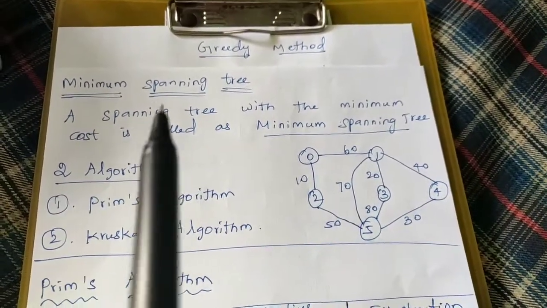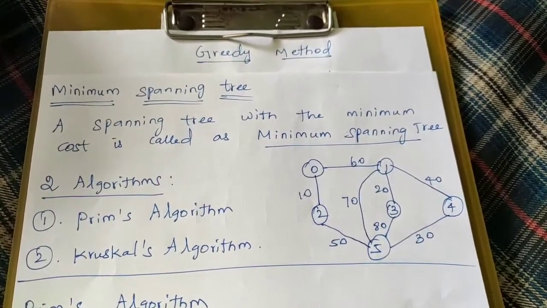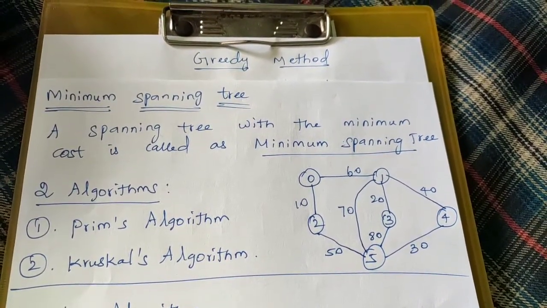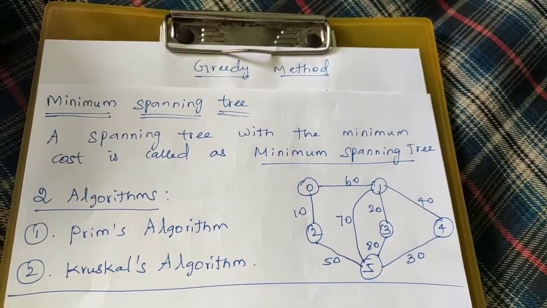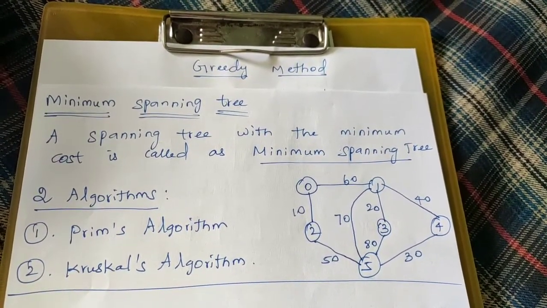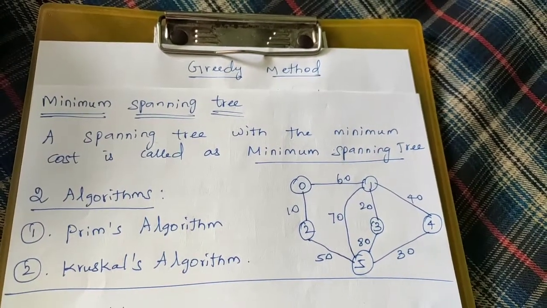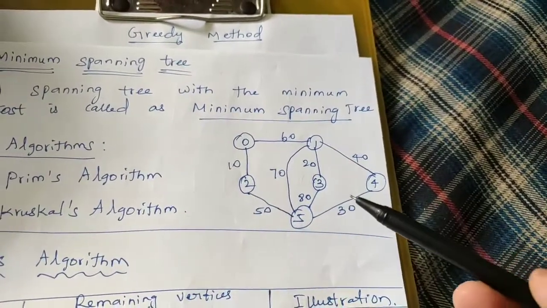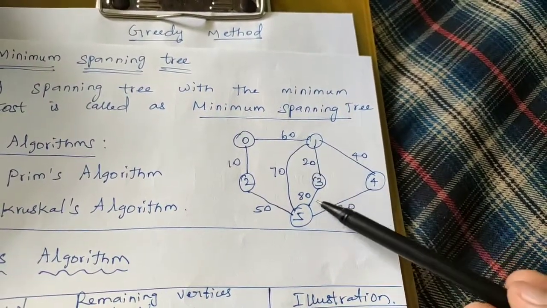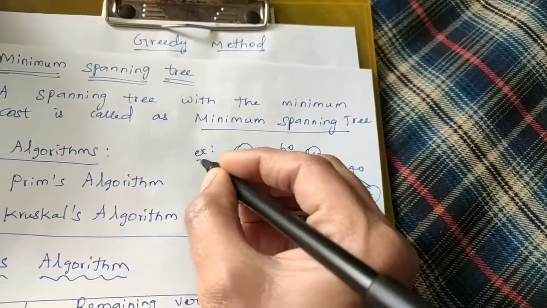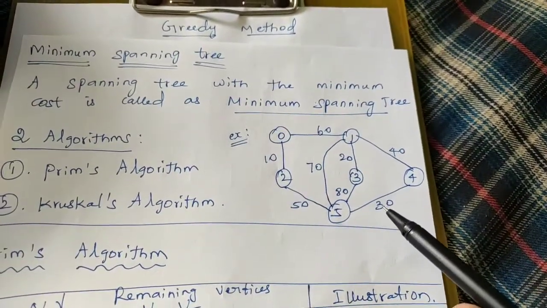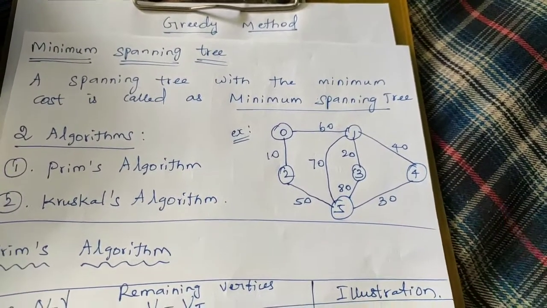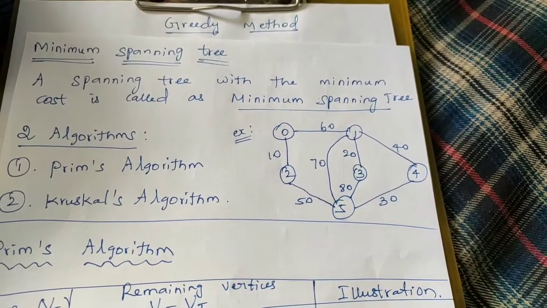To find a minimum spanning tree, we have 2 algorithms. The first algorithm is Prim's algorithm and the second algorithm is Kruskal's algorithm. Now we'll see how to find the minimum spanning tree using Prim's algorithm. For that, I have considered one example graph. This is the example graph I have taken to find the minimum cost spanning tree using Prim's algorithm.